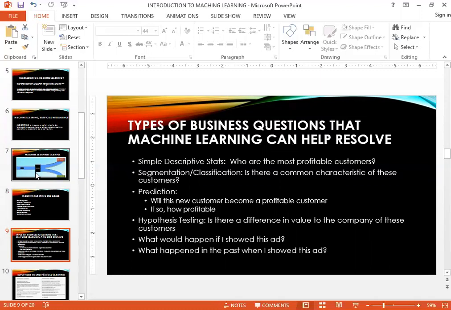Ads. I just gave an example of ads earlier on in the lecture. If I show this ad, what will happen? What's going to be the outcome? And what happened in the past? Let's say I showed certain ads. What happened? And in order to understand what happened to an accurate level, again, machine learning can be used. Same applies to products. You launched various products. Which one do you want to expand on? Which one did the customer like? Now, all these things can be done through machine learning.